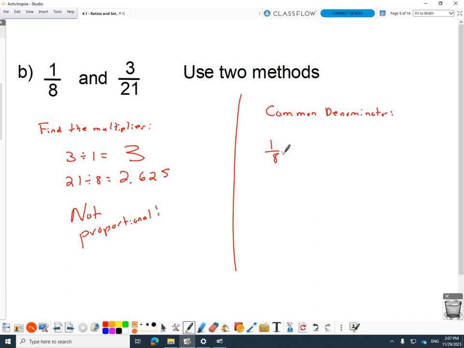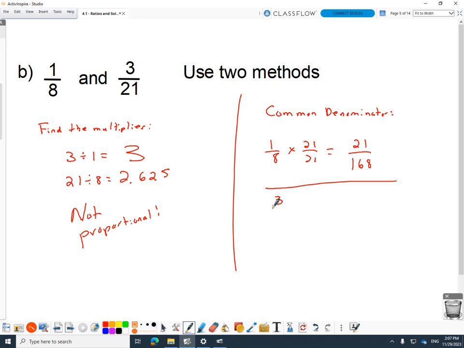I'm going to multiply this one, top and bottom, by 21. If you're wondering where did you get the 21 from, stay tuned for just a second so you can see where I got it from. If I multiply top and bottom by 21, I get 21 over 168.